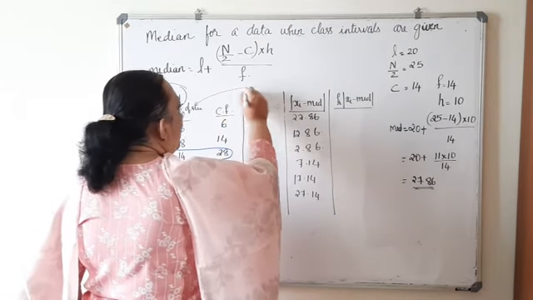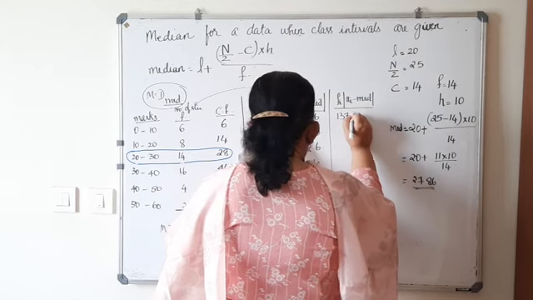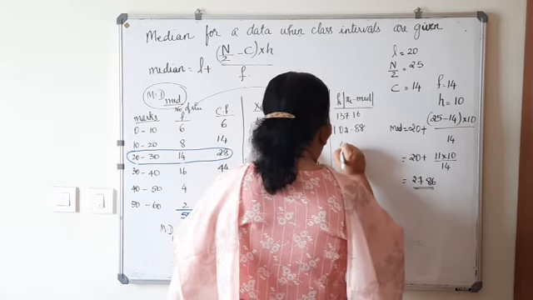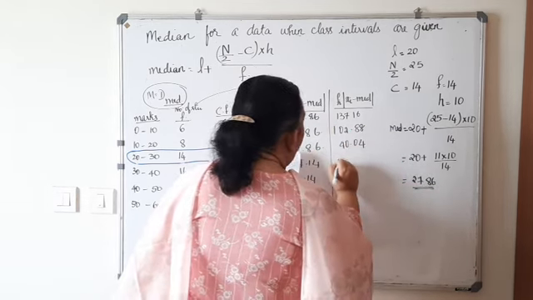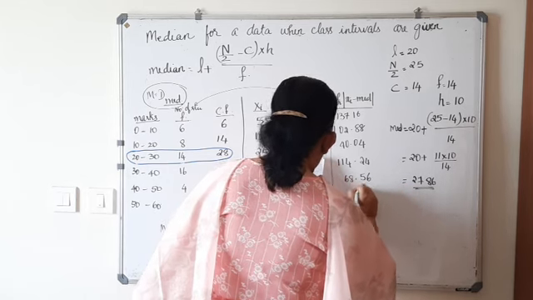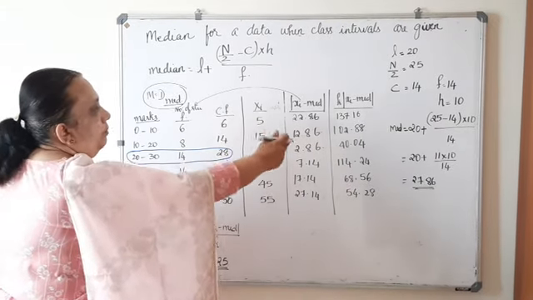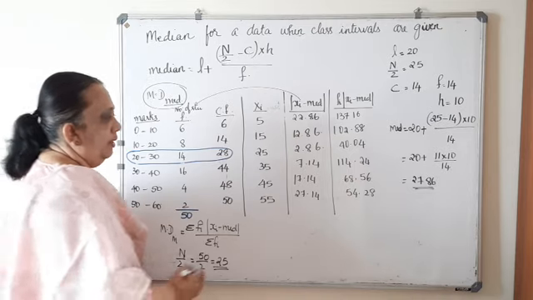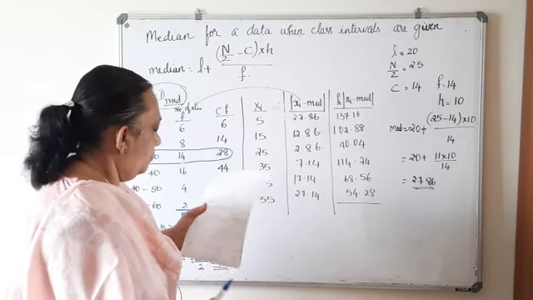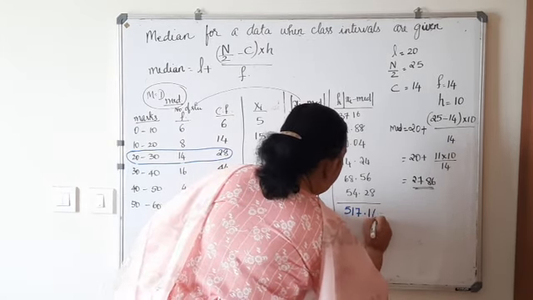And next one will be fi into modulus of xi minus median. That is, with the frequency you have to multiply modulus of xi minus median. You get 137.16, 102.88, 40.04, 114.24, 68.56, 54.28. Fi into modulus of xi minus median. Okay, and what is the sum equal to? Sum is equal to, you are getting it as 517.16.